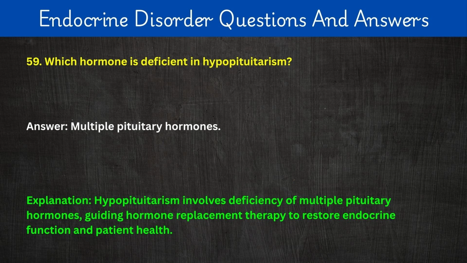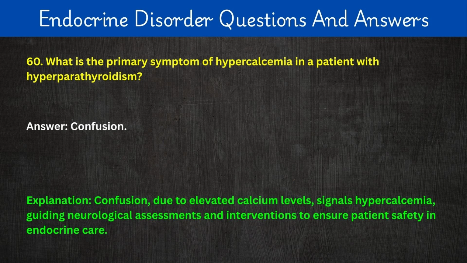59. Which hormone is deficient in hypopituitarism? Answer: multiple pituitary hormones. Explanation: hypopituitarism involves deficiency of multiple pituitary hormones, guiding hormone replacement therapy to restore endocrine function and patient health.